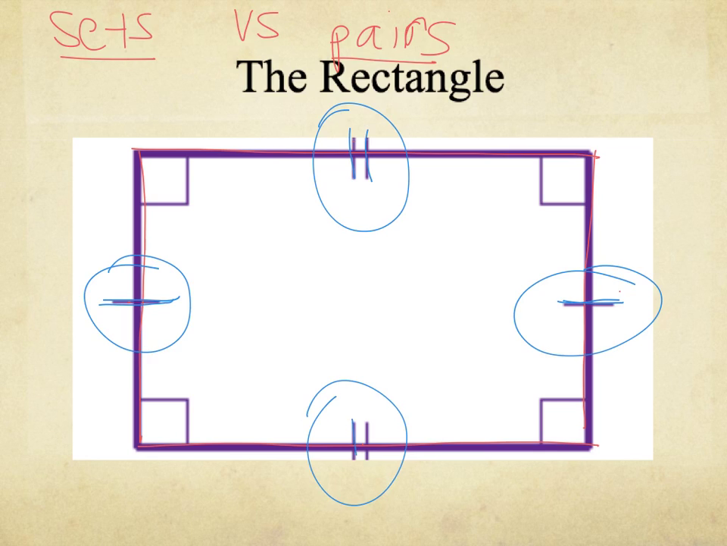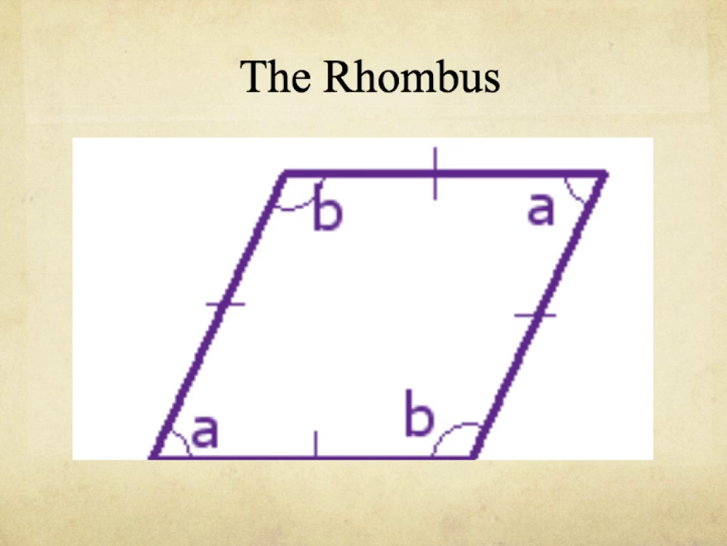Two tick marks means that these two sides are congruent, or they have the same measures. So I would look to pair up the tick marks that were the same. So one tick mark with one, two with two. I wouldn't say that this one tick mark and these two tick marks are congruent. I'm only looking at the ones with the same. So, a rectangle has four right angles, two sets of congruent sides. One set, two sets.